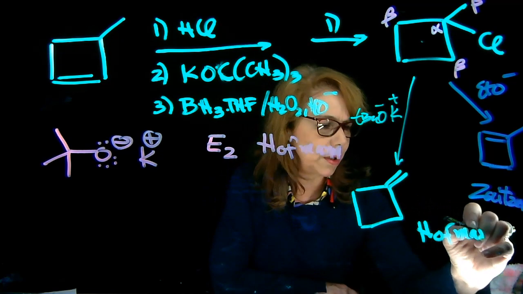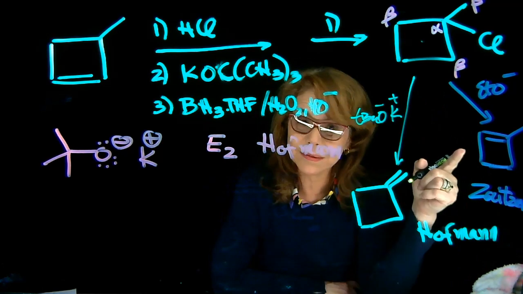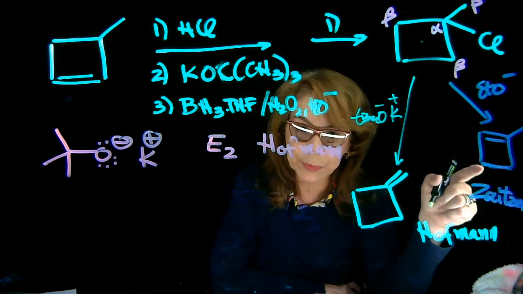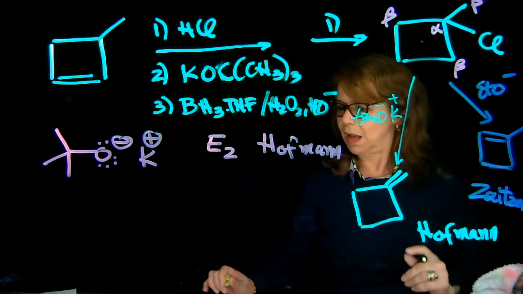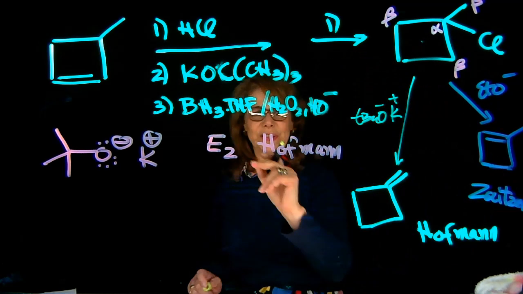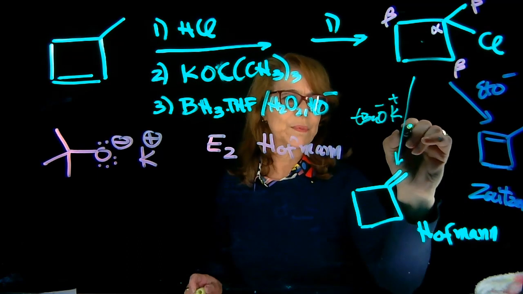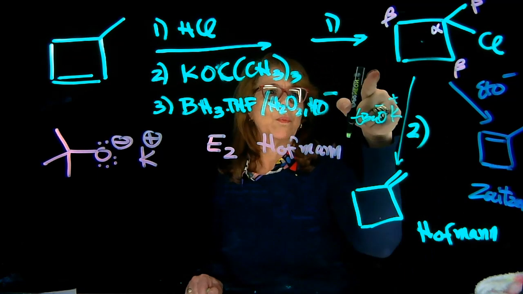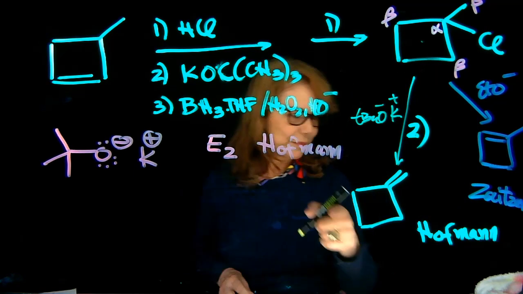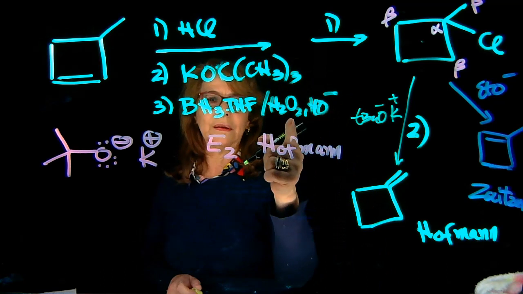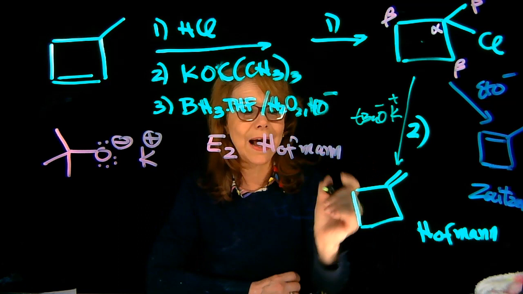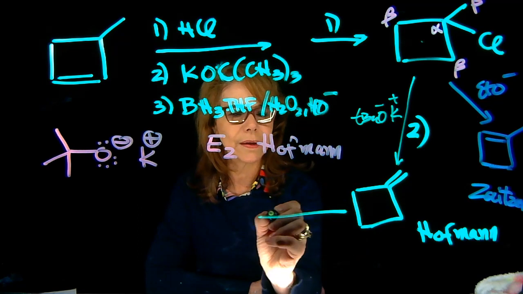Again, you need to see what are the possible alkenes that you can form, and a bulky base will give you the Hofmann product, so the least substituted alkene. So it's really selective towards those hydrogens that are there. So this is the product after step 2. That's the product after step 1. So the elimination is step 2. Let's go with step 3. And this is a hydroboration oxidation, meaning the anti-Markovnikov hydration.